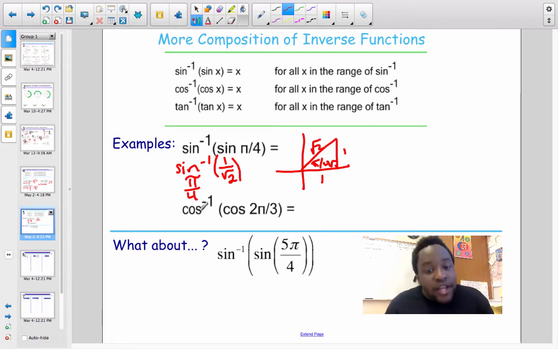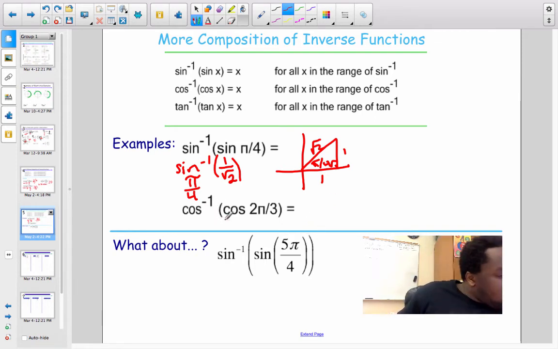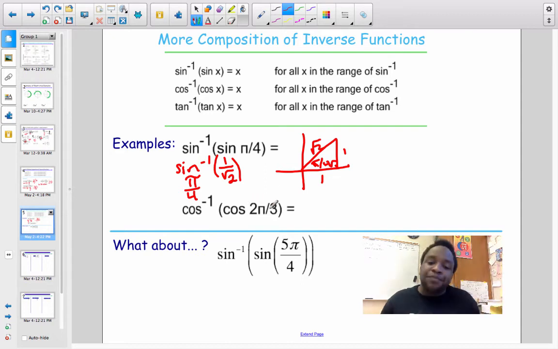Okay, moving on. Inverse cosine of cosine of 2 pi over 3. This is all the way to the right of the same row this is on. All right, so let's start off with cosine of 2 pi over 3. This is saying what is the ratio of sides of the adjacent over the hypotenuse when we have 2 pi over 3. Okay, so we have an angle of 2 pi over 3.